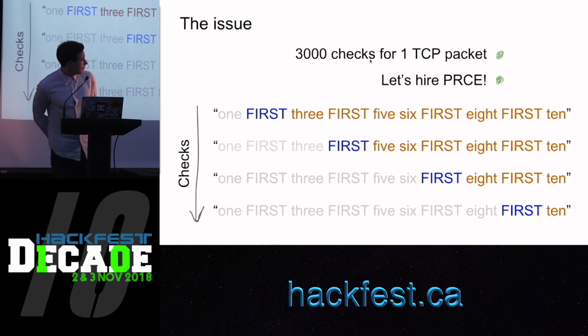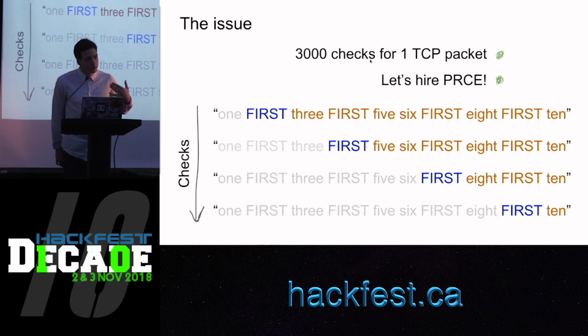And in spite of a number of inner limitations, I could achieve 3,000 checks on a single TCP packet. 3,000, yeah, 3,000. And do you remember, signatures are capable of regular expression checks. So let's make use of them.